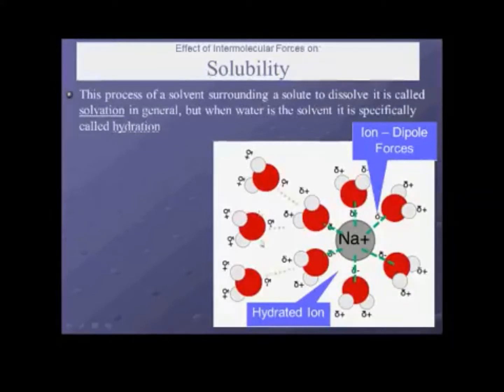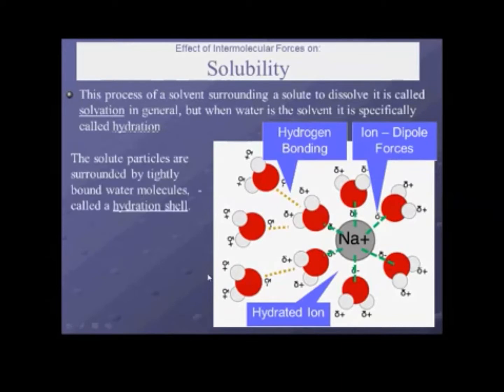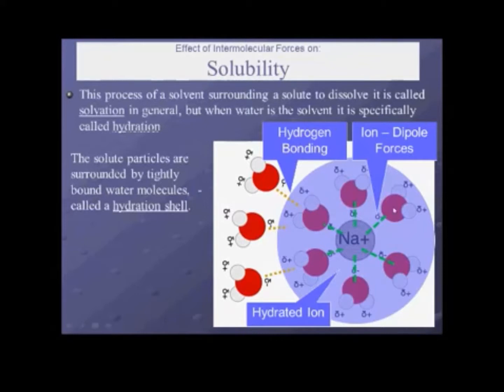Now we have other water molecules here that are just surrounded by other water molecules. So there's hydrogen bonds that are holding these together. So it's interesting that not all of the water molecules are the same here. Some of them are held very tightly in place by those stronger ion to dipole forces. So this whole thing is called a hydration shell, and this all stays together as a clump of particles.